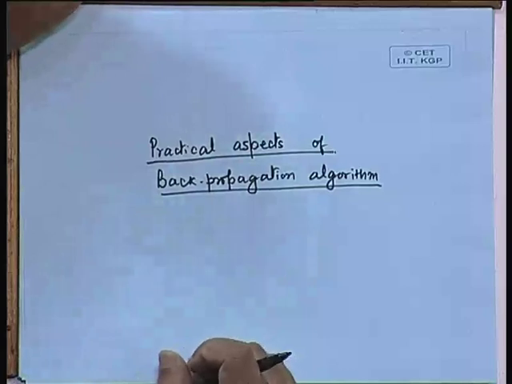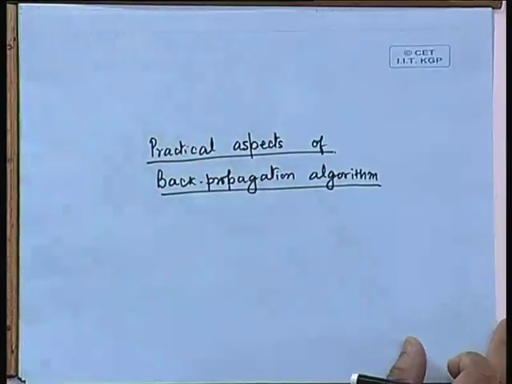Alright, now you have seen in the last class that the local gradient that we are having, for the output as well as for the hidden layer neurons, is very much dependent upon the derivative of the activation function, because it is proportional to phi dash of Vj. So this necessarily means that phi dash Vj should be computable.